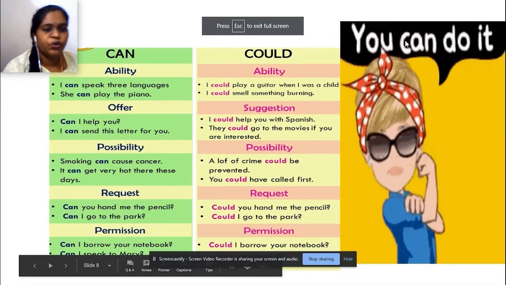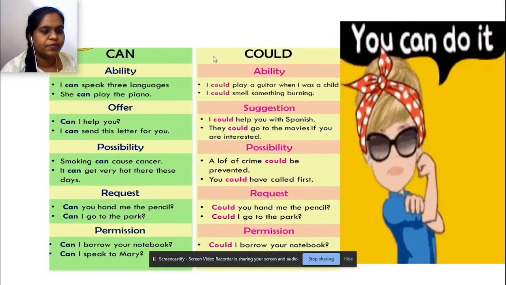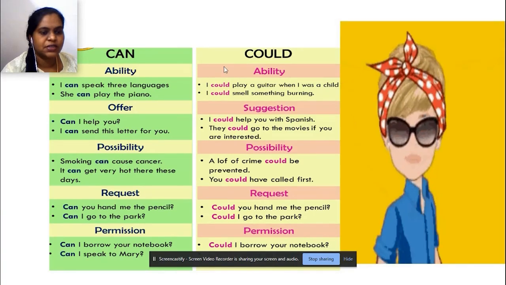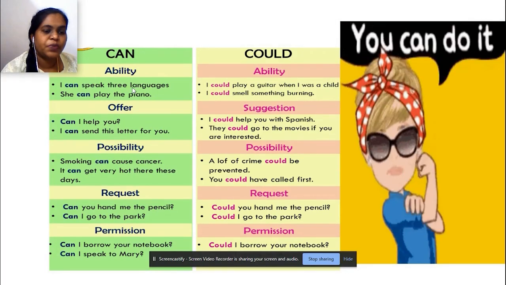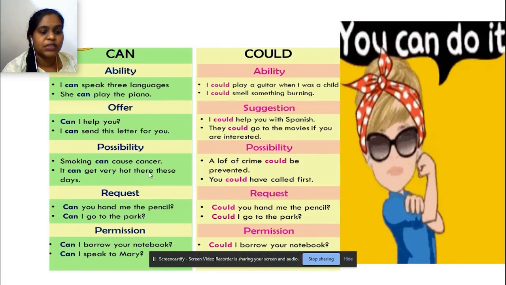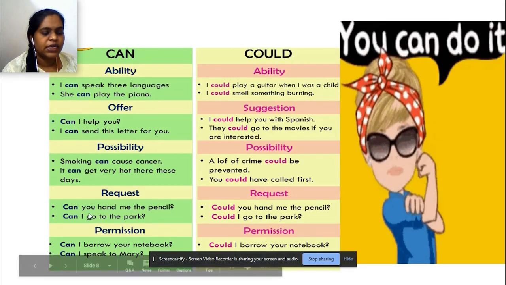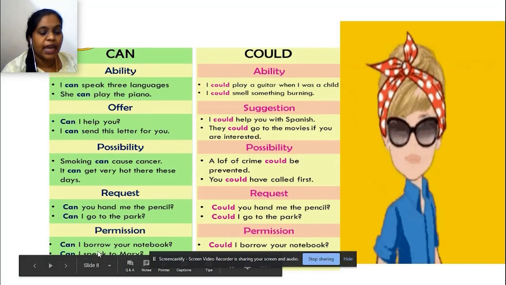We shall continue. The first modal is can and could. Now can is generally used in present tense and could mostly in past tense. The first one under can is ability. I can speak 3 languages. I can sing well. Offer. Can I help you? Possibility. Smoking can cause cancer. Request. Can you hand me the pencil? Permission. Can I borrow your notebook?